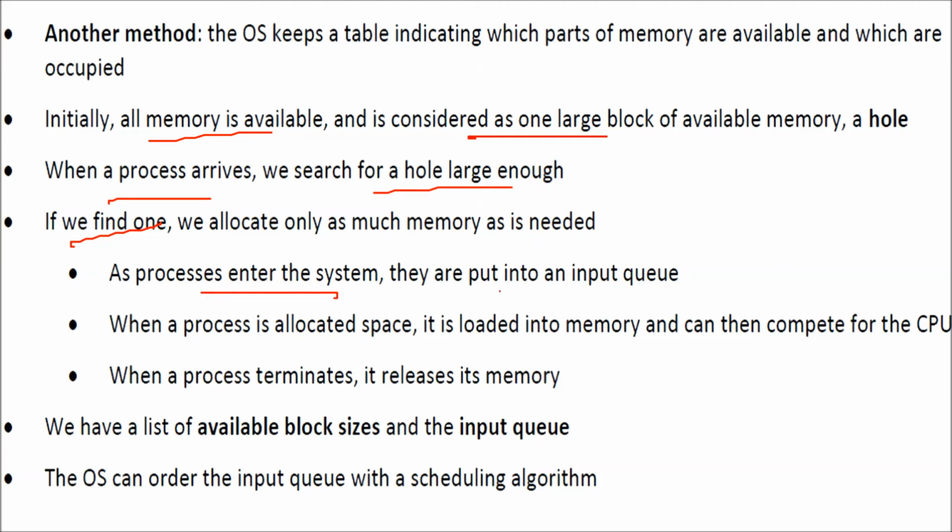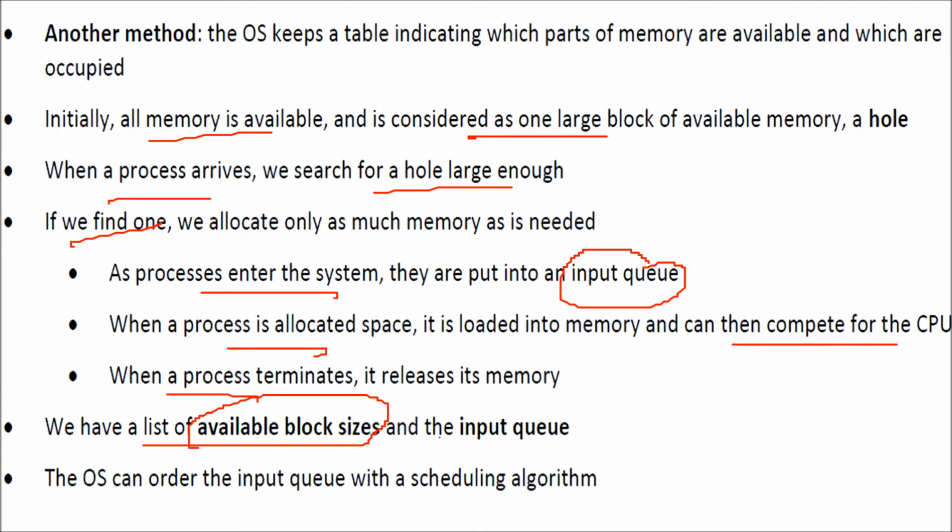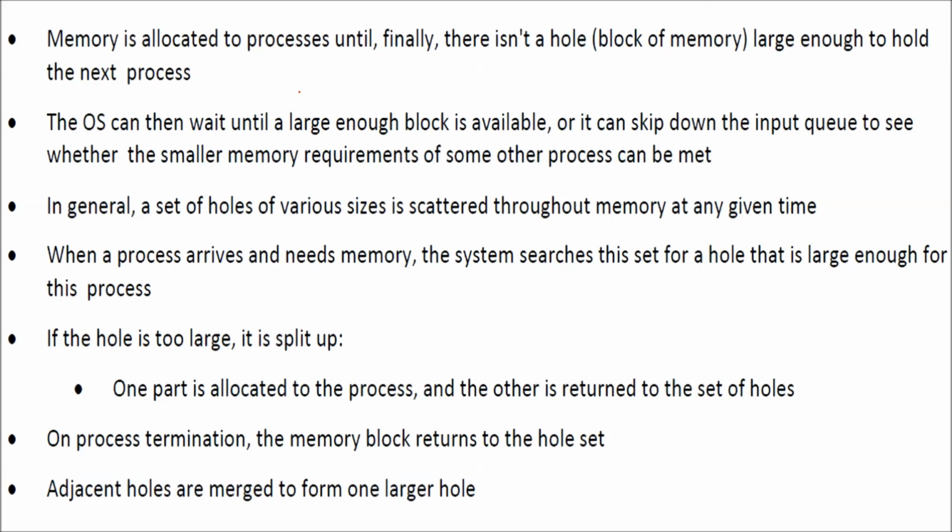When processes enter the system, they are put into the input queue. When a process is allocated space, it is loaded into memory and can compete for the CPU. When the process terminates, it releases its memory. We have a list of available block sizes and an input queue, and the operating system can use a scheduling algorithm on the input queue. If there isn't a hole large enough to hold the next process, the operating system can wait until a large enough block is available, or skip down the input queue to see whether the smaller memory requirement of some other process can be met.